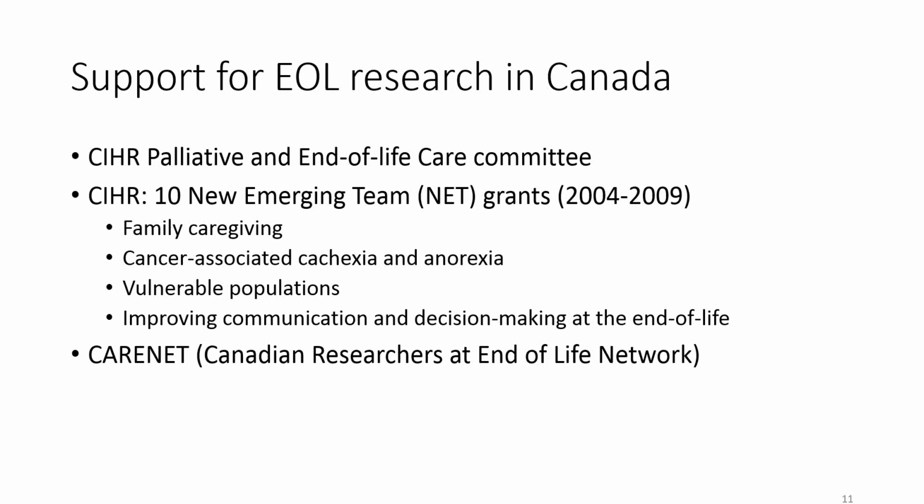And then, importantly, not too long ago, in the early 2000s, there was a specific new emerging team grant program from CIHR that looked specifically at end-of-life care in Canada. Over that 5-year period, a number of different teams were funded to look at a range of issues, including family caregiving, cancer-associated cachexia and anorexia, provision of end-of-life care to vulnerable populations, and work that looked at how to improve communication and decision-making at the end of life.